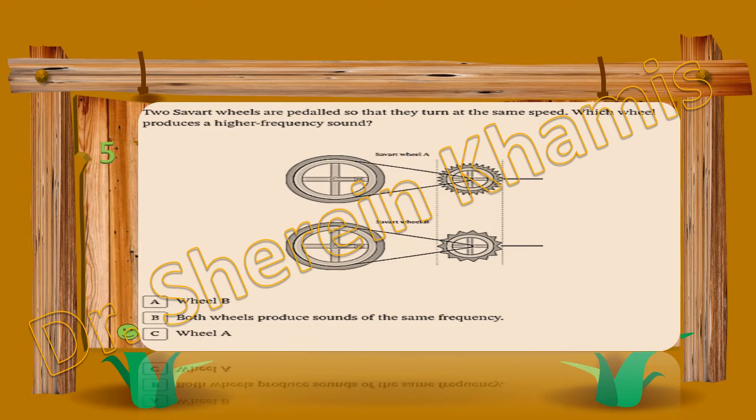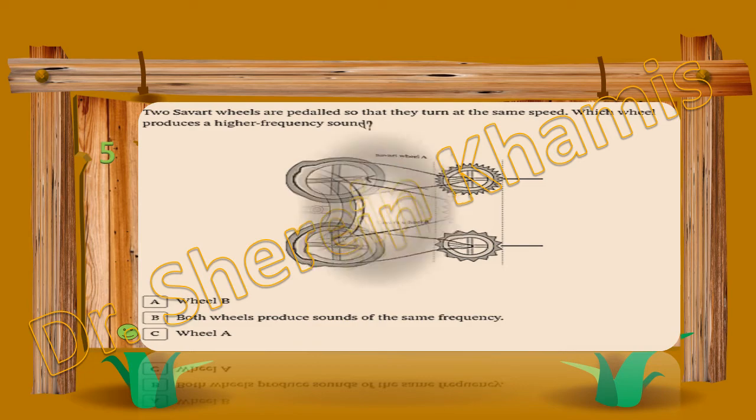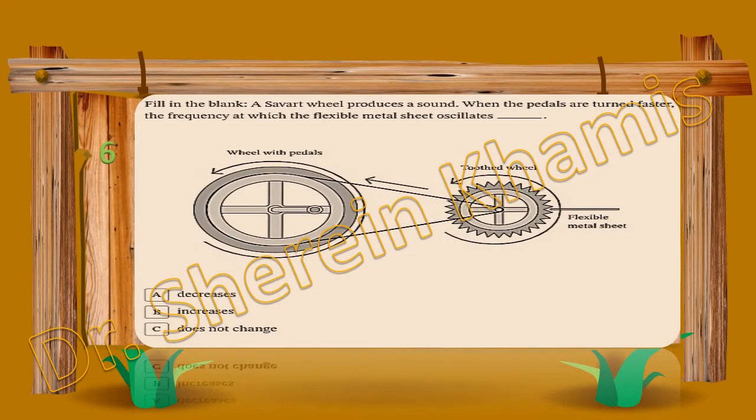Okay, let's go into question 6. Question 6 says to fill in the blank. We have a Savart wheel that produces a sound when the pedals are turned faster. We want to know whether the frequency at which the flexible metal sheet oscillates will increase, decrease, or stay as it is. The frequency at which the flexible metal sheet oscillates will be what?